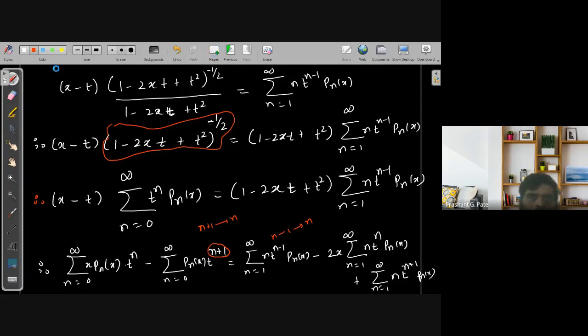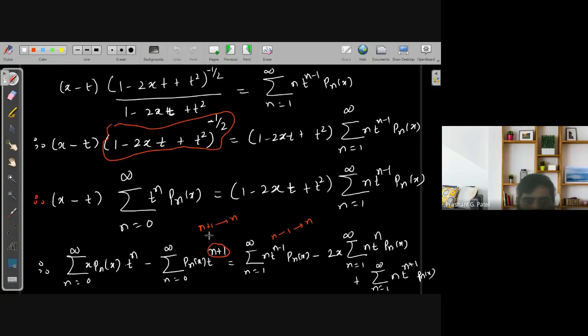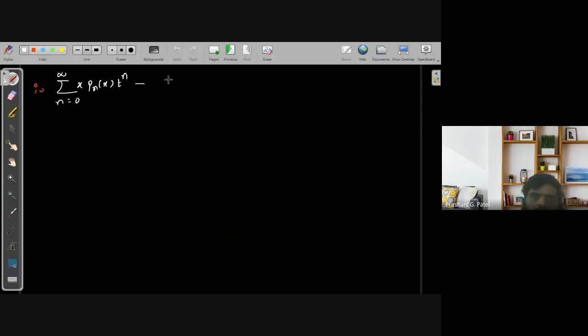So this whole quantity I may write down as: the first thing is as it is, summation n running from 0 to infinity x Pn of x t power n. Then it is minus, here n plus 1 is replaced by n. So your n, when n is 0, then it will start with 1. So now n is starting with 1 here, summation n running from 1 to infinity.